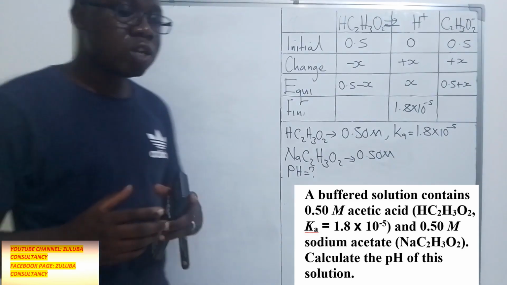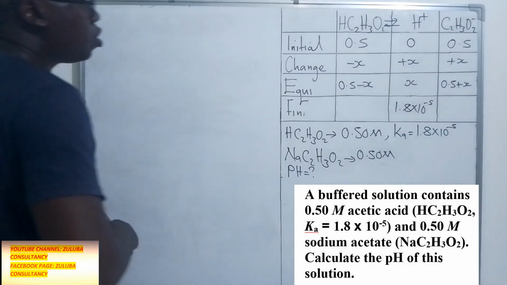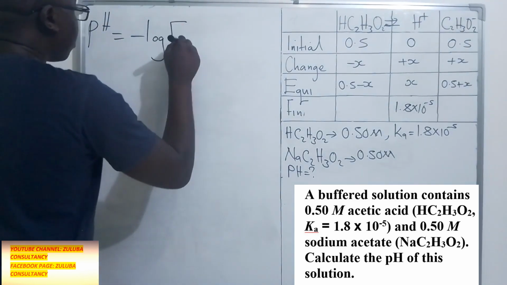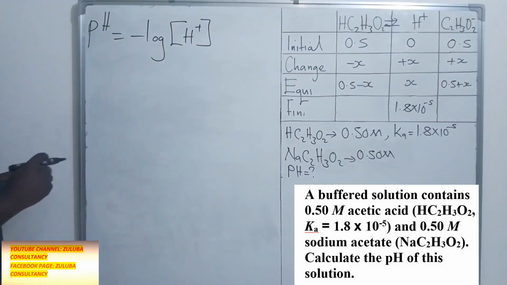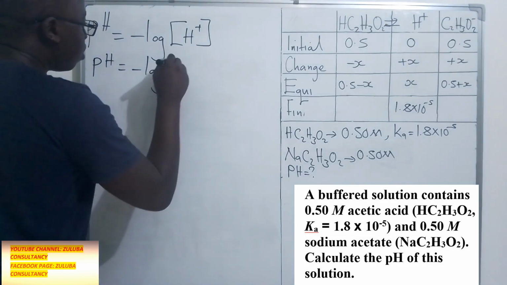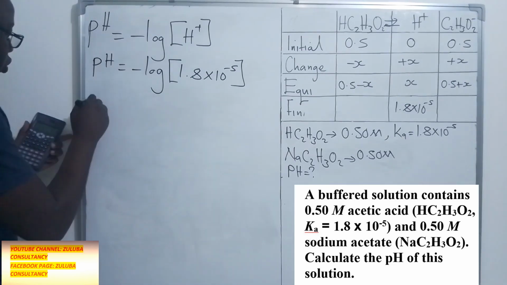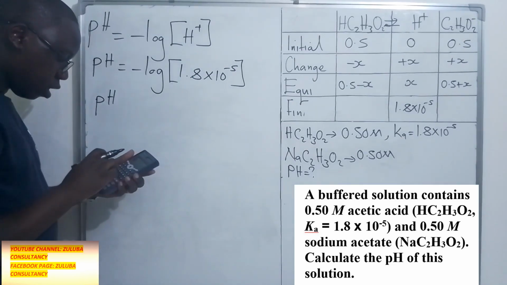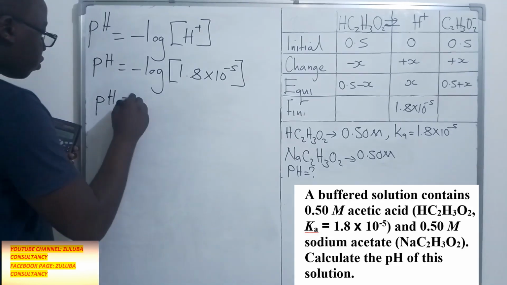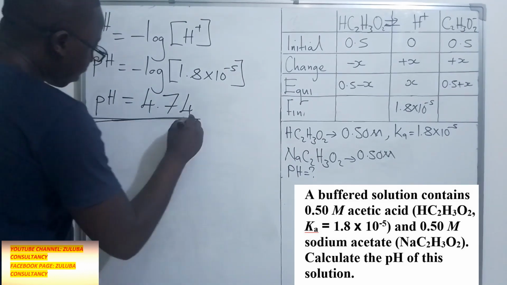Let's continue now to calculate the pH of this solution, or the pH of the hydrogen ions. Now we know that pH is equal to negative log of the concentration of hydrogen ions. So we have managed to find the concentration of hydrogen ions. So we'll say pH is equal to negative log of 1.8 times 10 to the power negative 5. So what we simply do now is to calculate on our calculator what is negative log of 1.8 times 10 to the power negative 5. It is giving us the pH of 4.74. So this is the pH of this buffer solution.